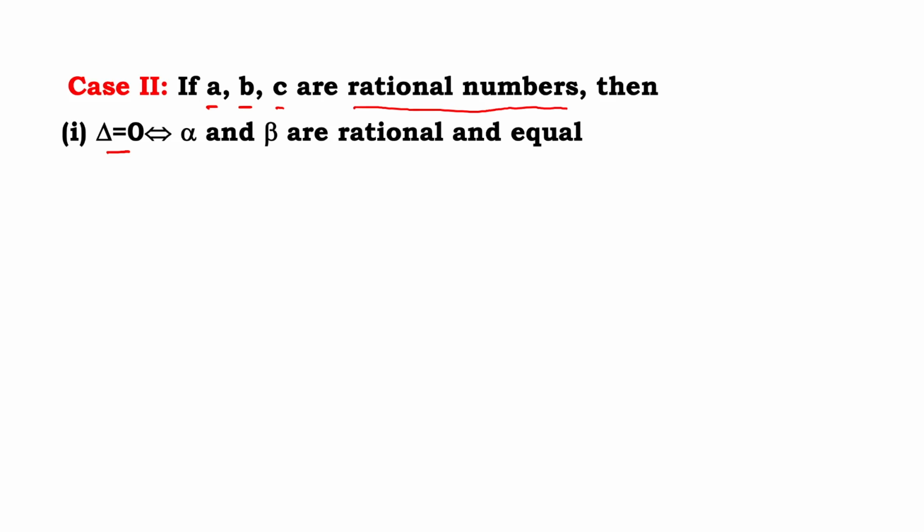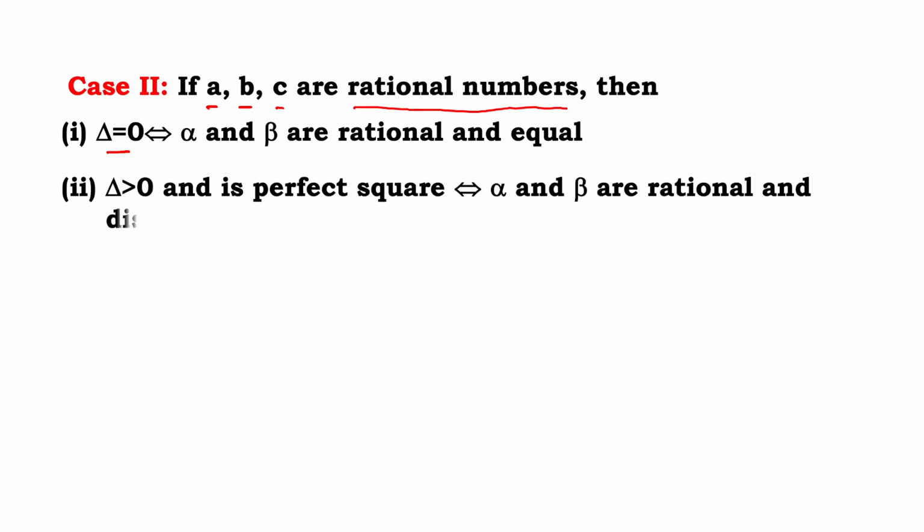But D greater than 0 and the formula is minus b plus minus root D upon 2a. So this value will be rational or irrational depending on D. If D is greater than 0 and a perfect square, the square root of a perfect square will be an integer only, or a rational number only, then alpha and beta will be rational and distinct in this case.